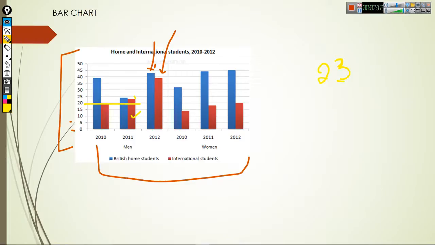If we talk about 2012, how many British students appeared in the exam in 2012? The blue one is for the British students, and this is 2012. Look at this bar, the bar is touching this line, so this line means 45. It means 45 students appeared in the exam in 2012. So this is how you have to read the chart. You must practice it, because you have to read the chart very fast, because you will not be able to solve the questions otherwise. You have to solve quickly, so you must read the chart quickly.